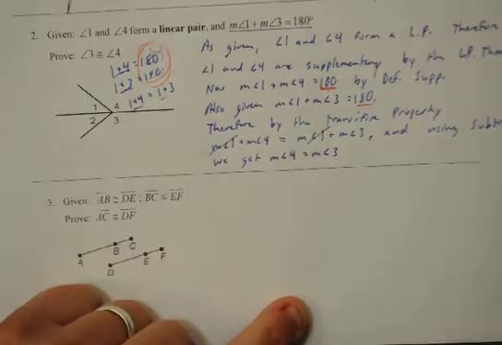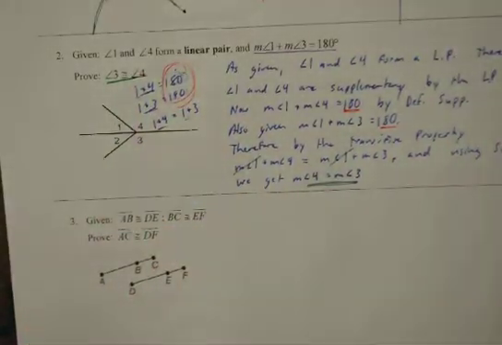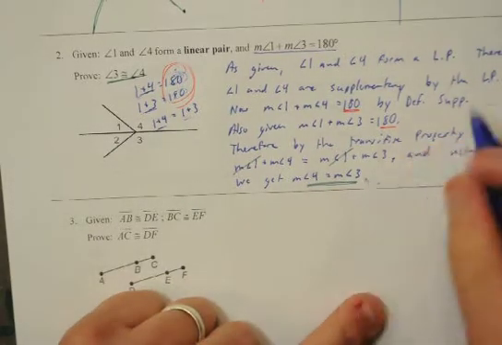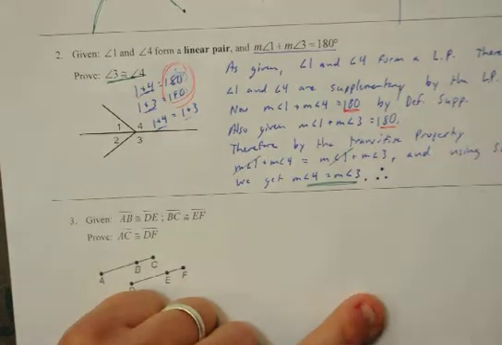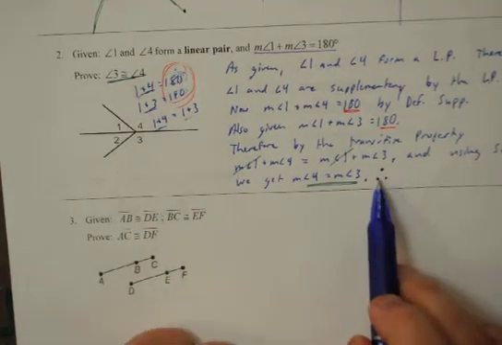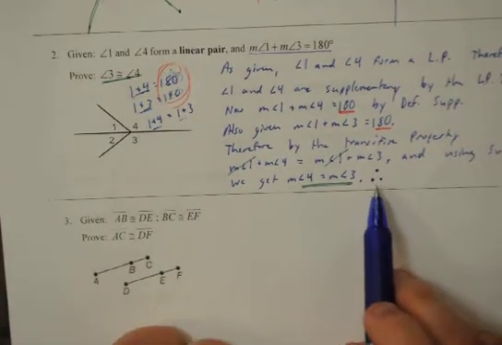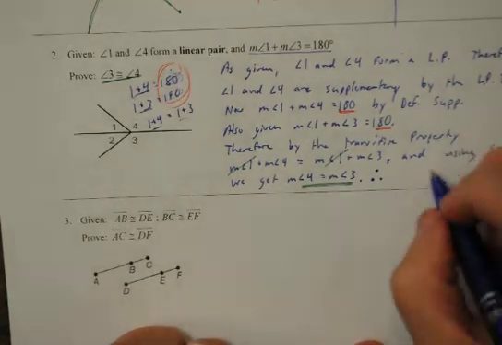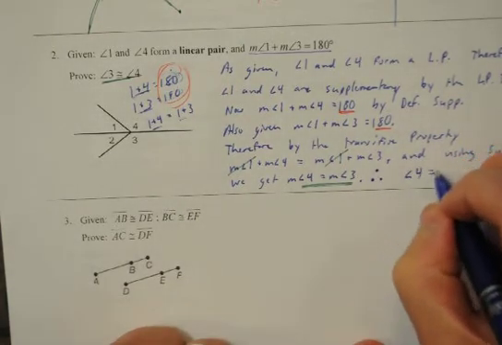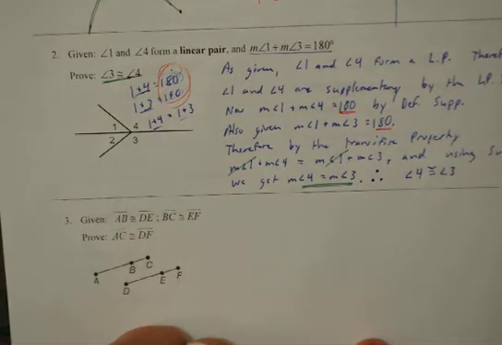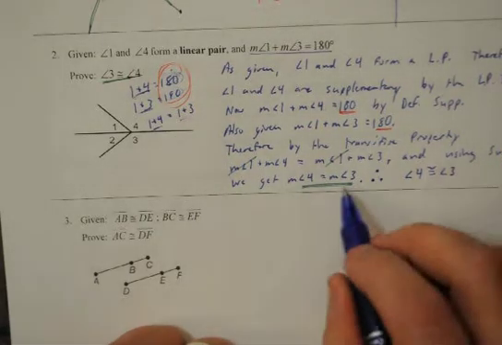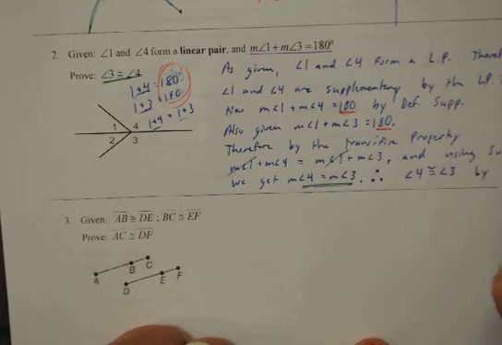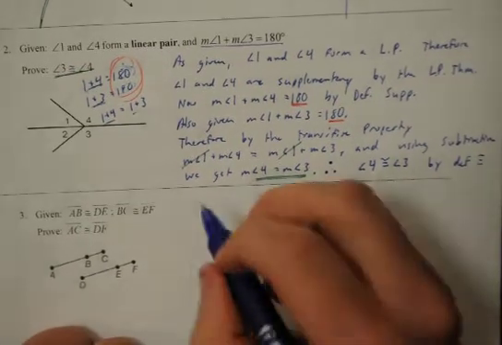Now I'm getting there. I'm getting close. Here's a quick way of writing therefore. That's the symbol for therefore. Therefore, angle 4 is congruent to angle 3 by the definition of congruent.